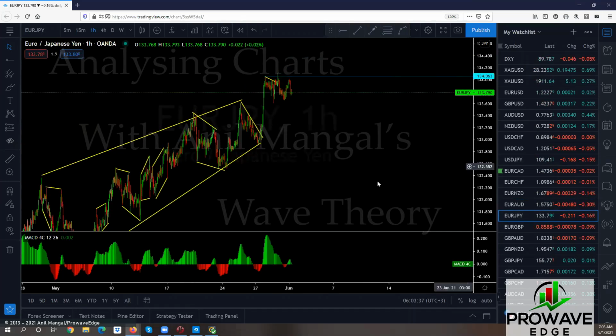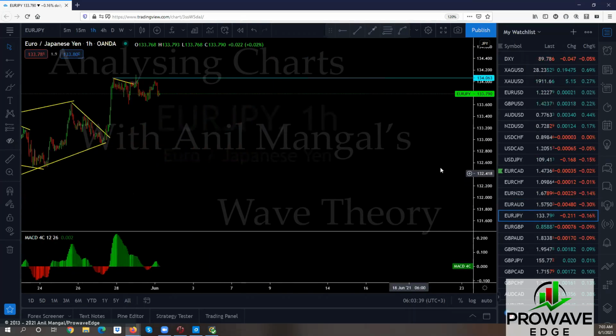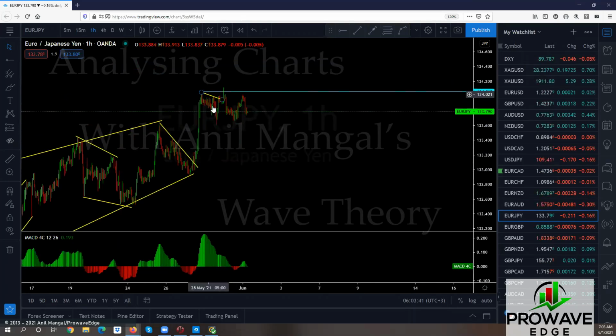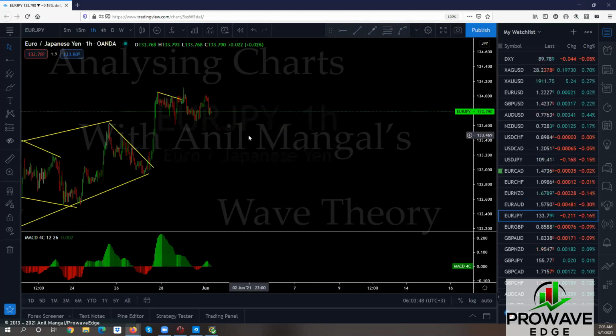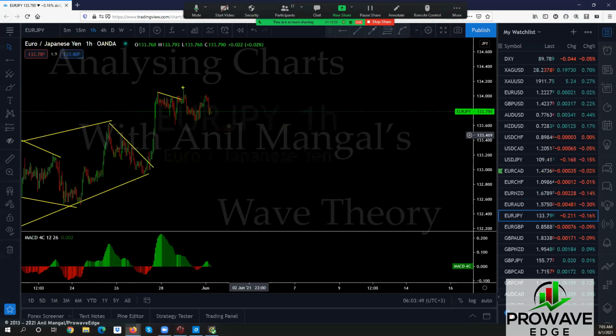Euro yen, sorry. Okay, so we broke that top. This was a flag. They broke it. They came back. They went back. It's more consolidation. Take it off. All right, see? It's more consolidation in this thing. This is becoming a bigger consolidation, and this thing has been doing that for a while.